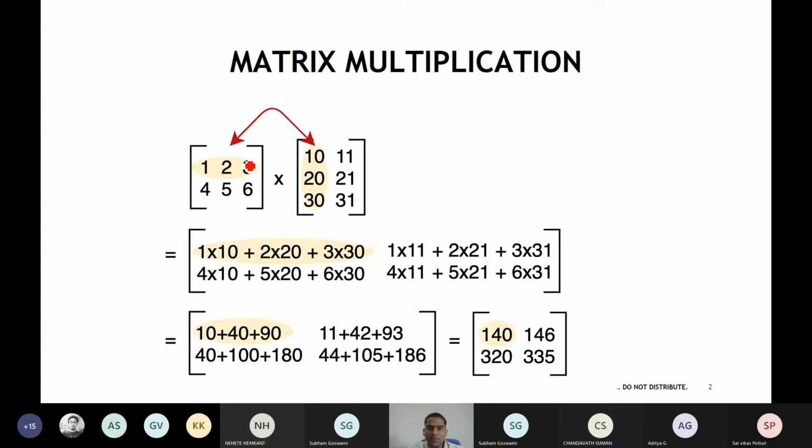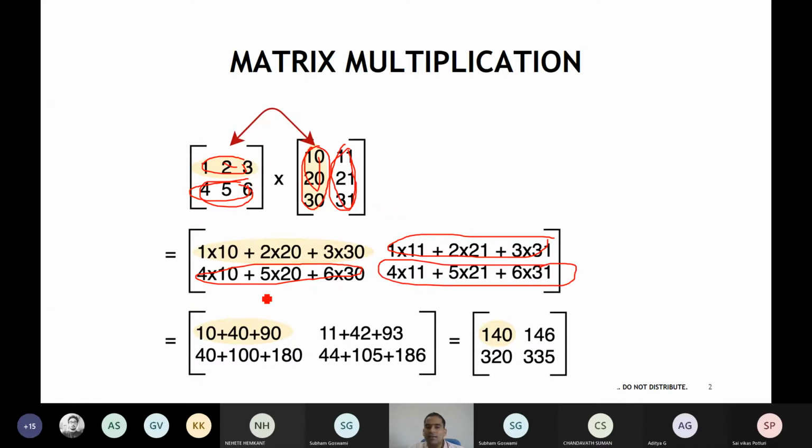So what we do, we take one row, we multiply it with one column. Then we take this row, multiply it with the second column, that becomes this element. Then we take this row, multiply it with the first column, that becomes this element. Then we take this row, we multiply it with this column, that becomes the final element.